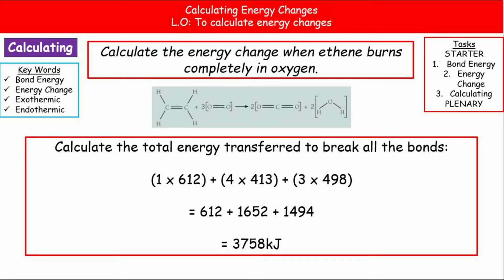Next thing we need to do is we substitute in the values for the bond energies from the table they will give you. You don't have to memorize them, don't worry. So all we can see there is in those brackets we've changed the names of the bonds for the energies. So 1 times 612, that's our carbon double bond carbon, plus 4 times 413, carbon hydrogen, plus 3 times 498, which is the oxygen double bond oxygen. Type all of that into your calculator and we end up with a value of 3,758 kilojoules. So that gives us the energy transferred to break all of the bonds.